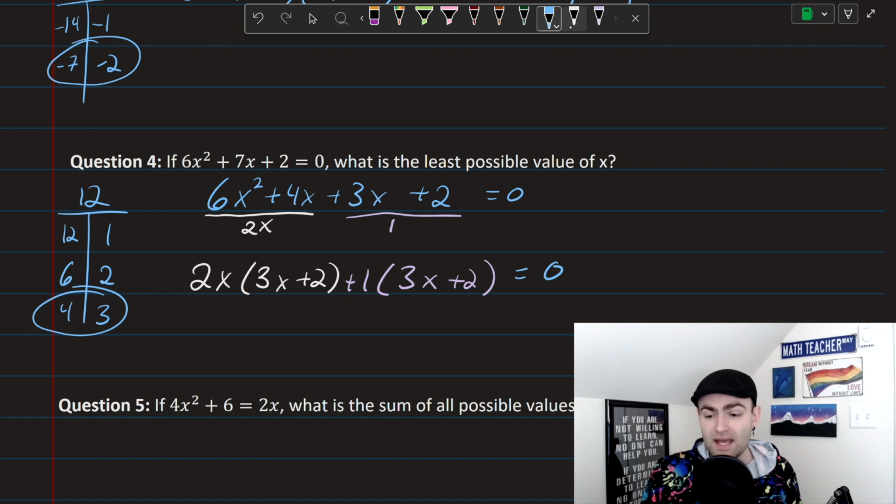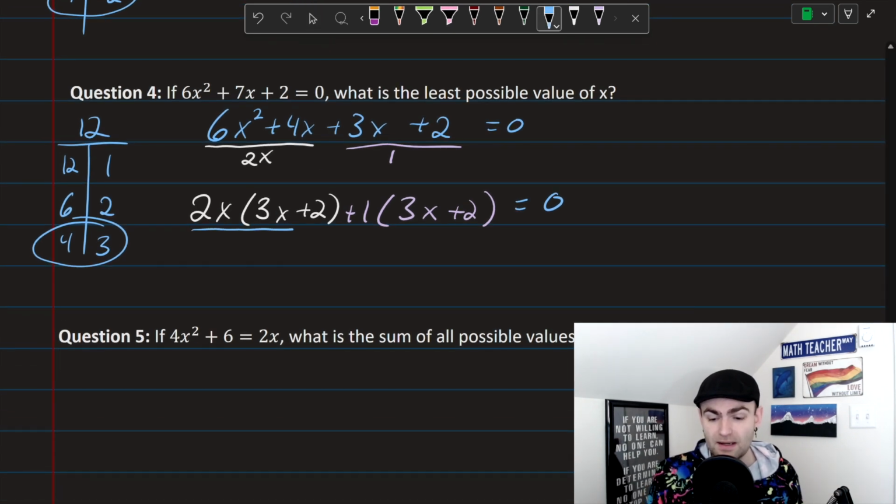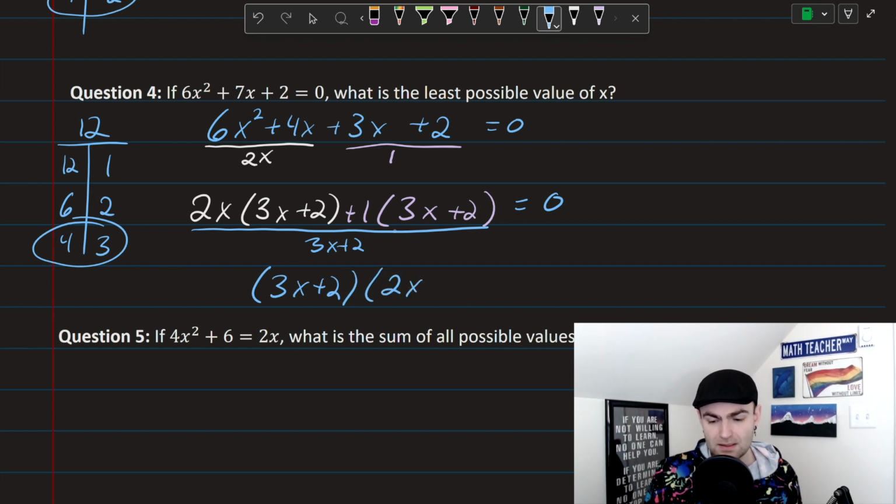Now if you look, we have a common factor again. We have a common factor of this 3x plus 2 in both of these terms. We have two terms here. They both share this 3x plus 2. So if I divide both by 3x plus 2 to factor that out, I get 3x plus 2 times 2x plus 1.